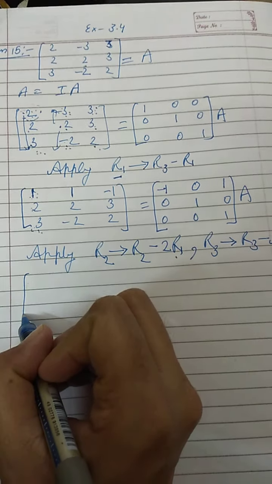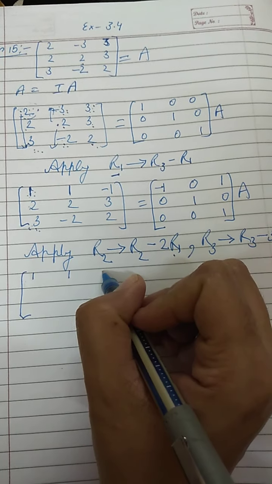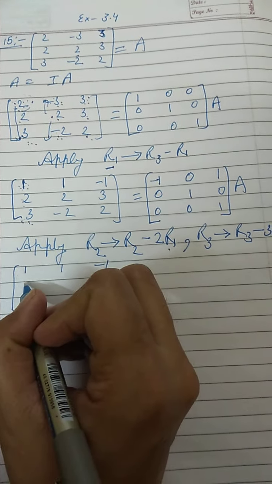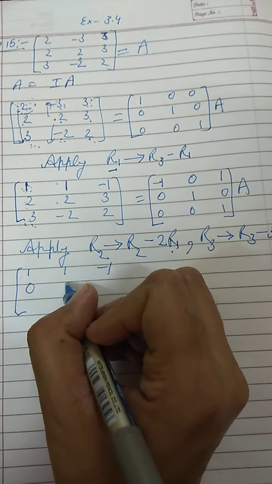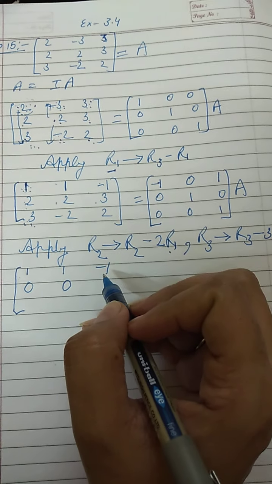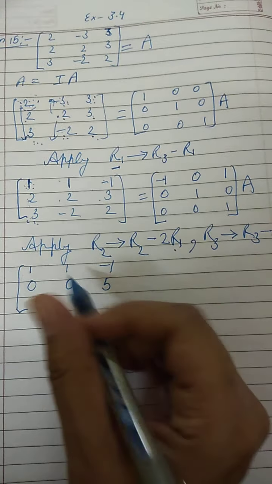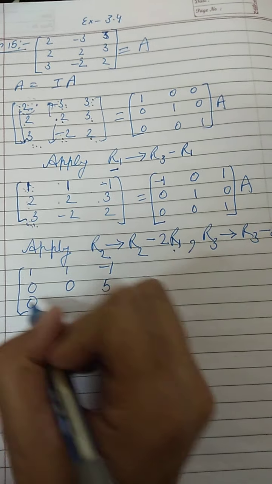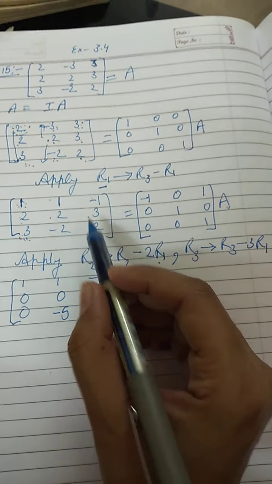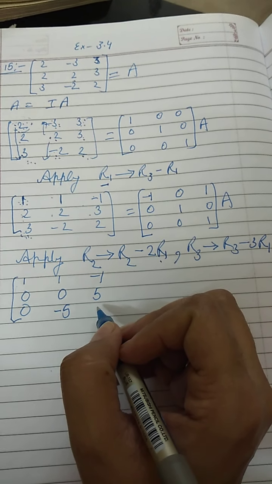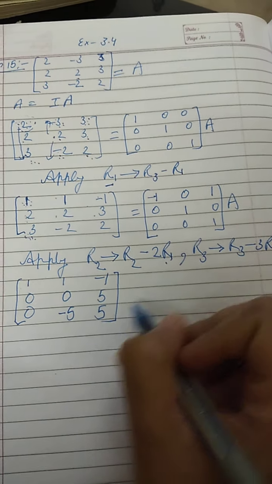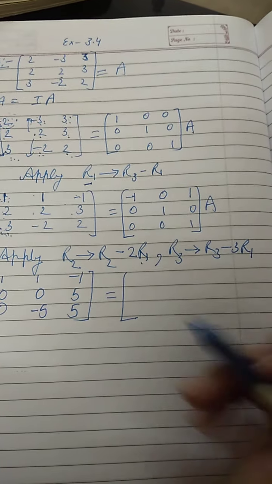So let us do. There is no change in R1, it will be written like that. Now in R2, R2 minus 2 times R1: 2 minus 2 will be 0, 2 minus 2 will be 0, 3 minus 2 times 1, so it will become 3 plus 2, that is 5. Now 3 minus 3 times 1 is 0, minus 2 minus 3 times 1 will become minus 5, and 2 minus 3 times 1 will also go as 5. Okay, so this matrix is changed, and the same change we will make here.